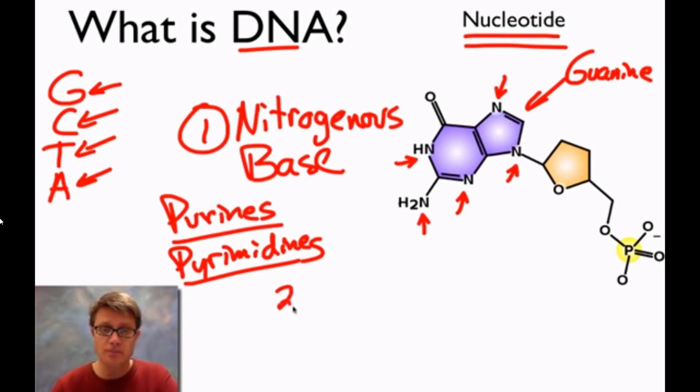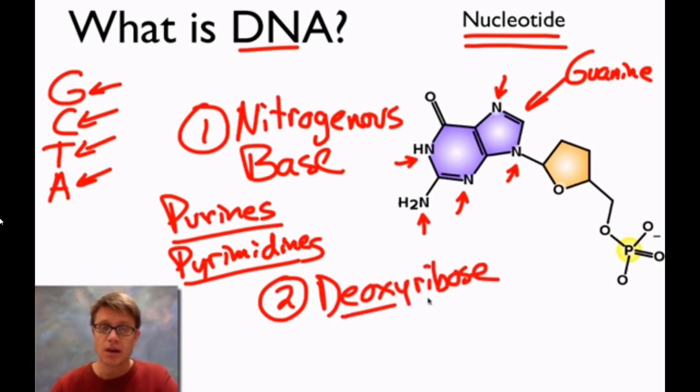The second part is going to be this sugar right here. And in DNA, that's called deoxyribose sugar. Now in RNA, that's going to be a ribose sugar, but in DNA, it's going to be a deoxyribose sugar. And the reason why is that if you were to look right here in a ribose sugar found in RNA, there'd be a hydroxyl group coming off of it. But in DNA, you're missing that oxygen, so we call it deoxyribose sugar. So that'd be the sugar right here.